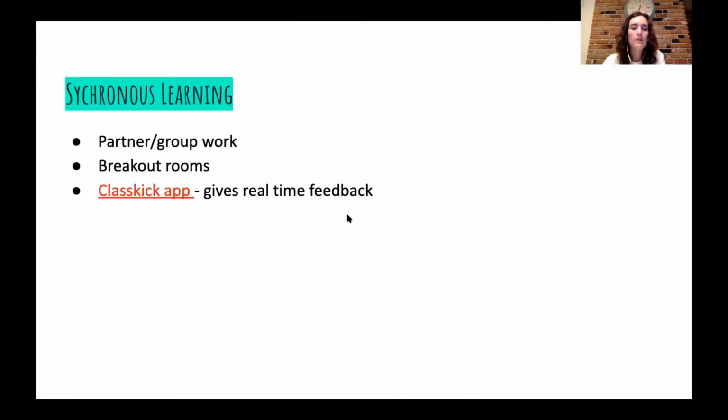There'll be a big focus on partner and group work to have that interaction, since most of the learning is asynchronous and individual. We will have time to review what we've learned at home and come together, but I really want it to be a time where students can be interacting with one another in breakout rooms.